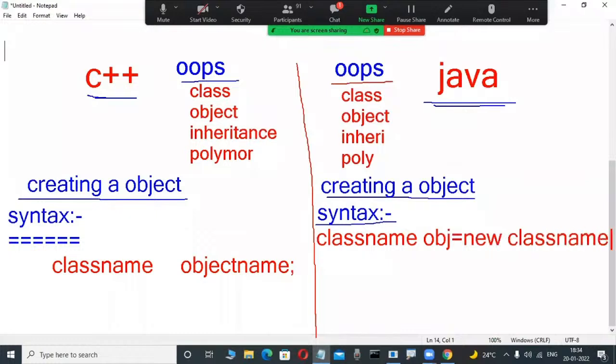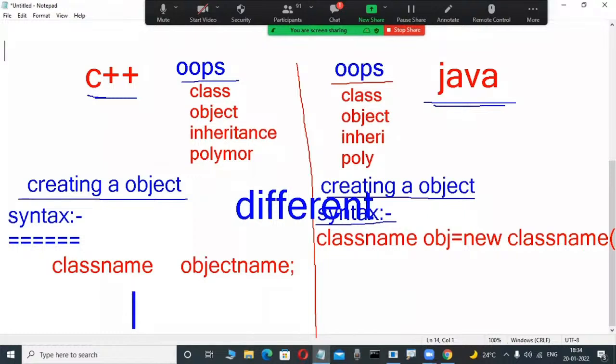Is some other syntax there or not? Yes, observe here. That's why, are these two languages syntactically different or same? Different. Syntactically different. Conceptually, the OOP concepts are the same, but syntactically different. And functions are also totally different.